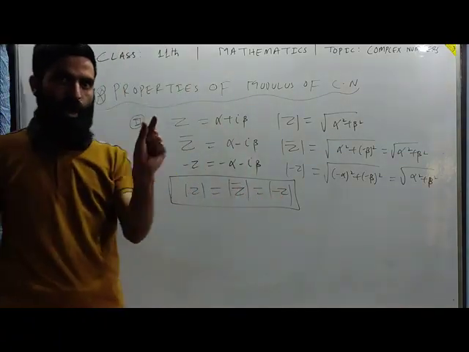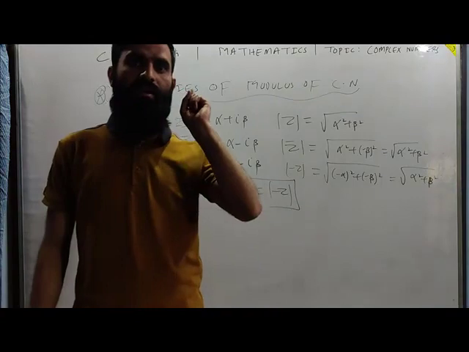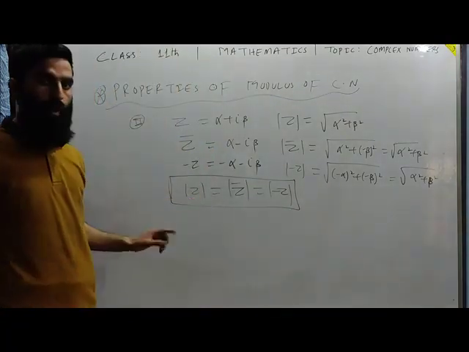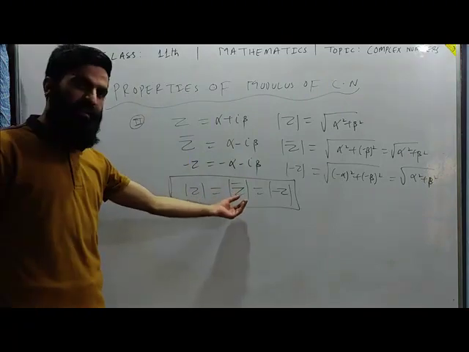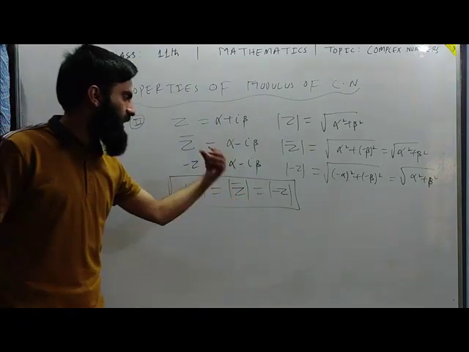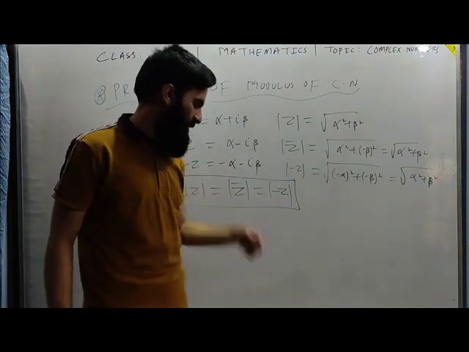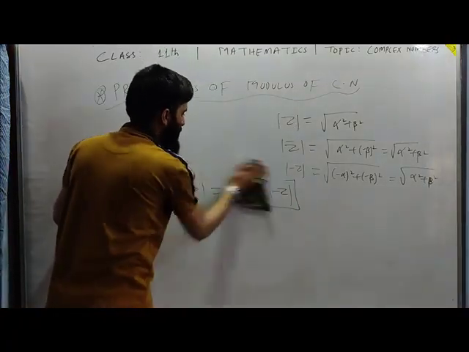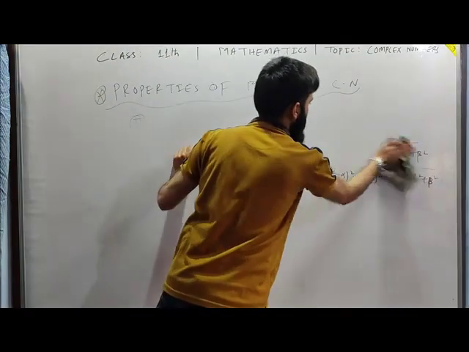Our first property was that mod of z is equal to 0 implies that the real part and imaginary part will coincide and both will be equal to 0. And similarly, the second property is that mod of z is always equal to the mod of z conjugate, which is always equal to the mod of the negative of the complex number. Now moving on to the third property.